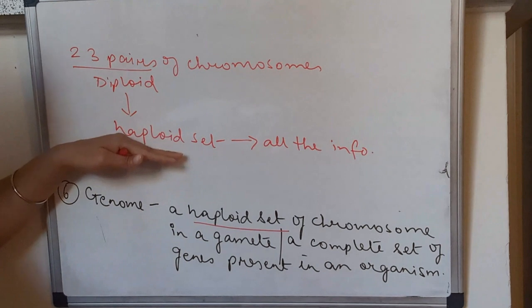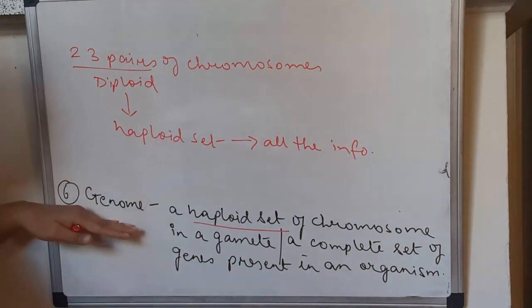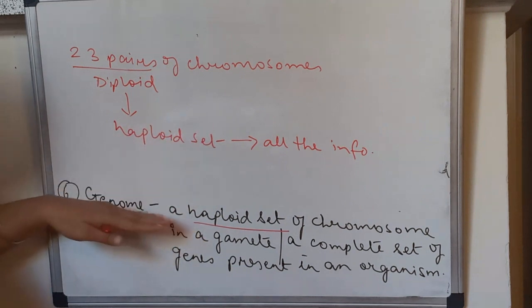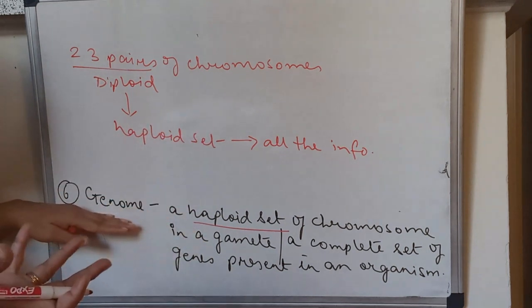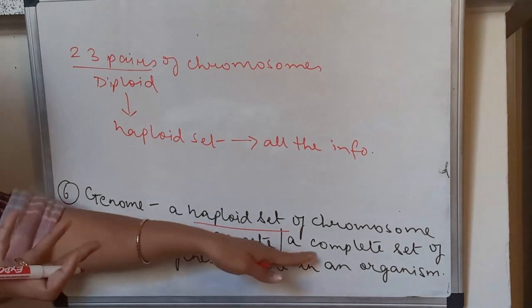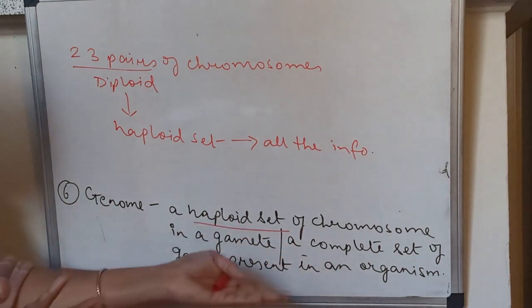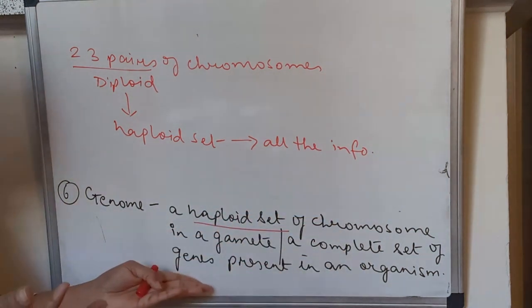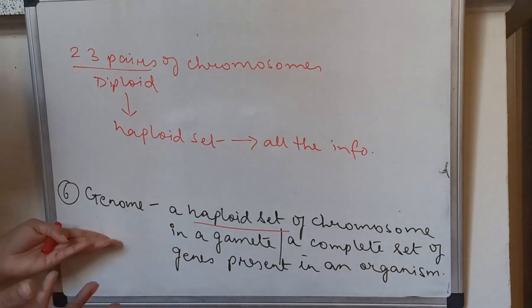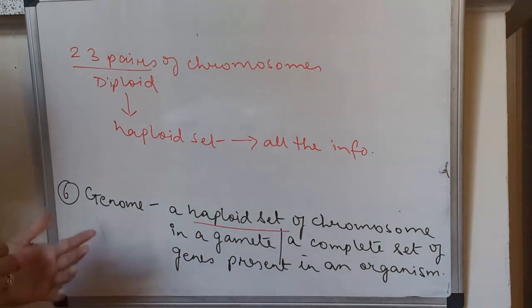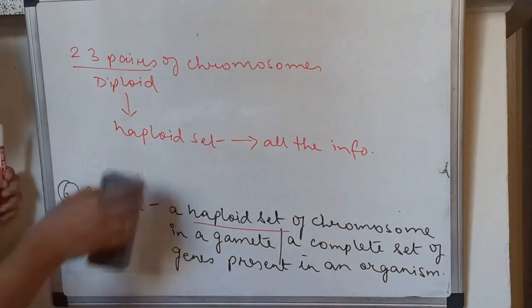So a haploid set of chromosomes in a gamete is meant by its genome, because this haploid set has all the information, and that is what you can call a genome. The same thing you can also write in an elaborate way: a complete set of genes present in an organism is also called a genome. Alright. So I think it is clear.